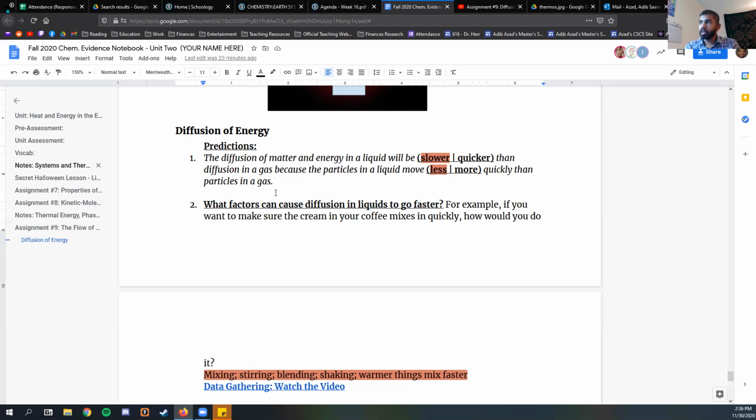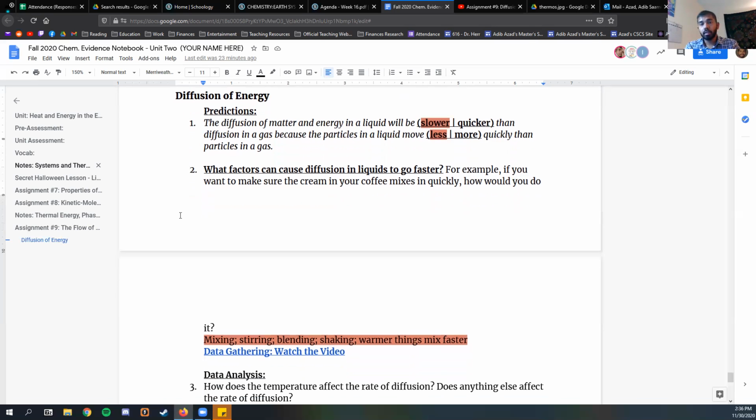Now, the second question here is what factors can cause diffusion to go faster? The idea here is how do we make sure our two liquids spread evenly? And so the ideas we got in class are mixing, stirring, blending, shaking. It's a very limited list of ways we could mix liquids. And one thing that we got, and the thing we're focusing on, is that warmer things tend to mix faster.